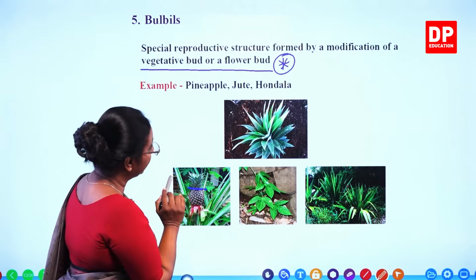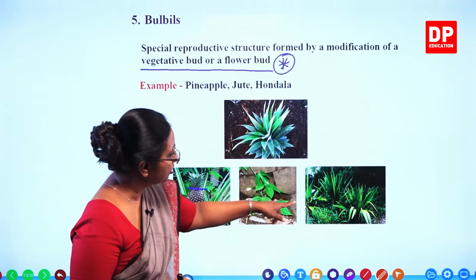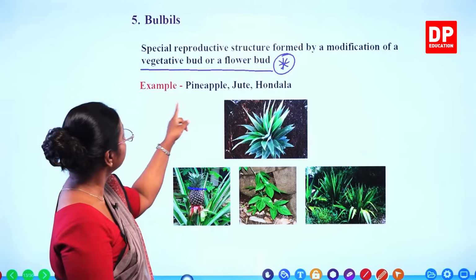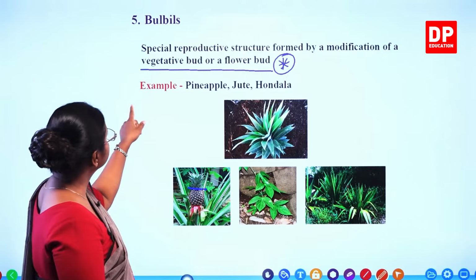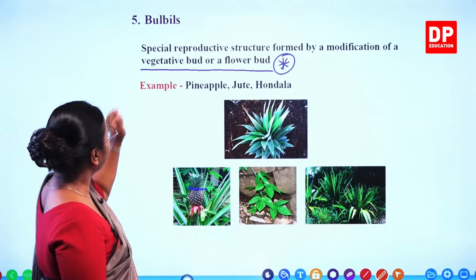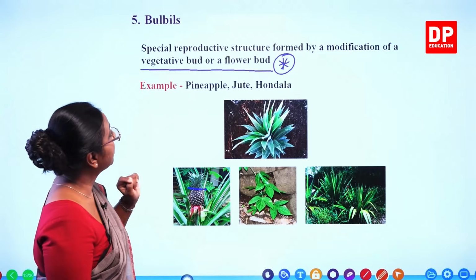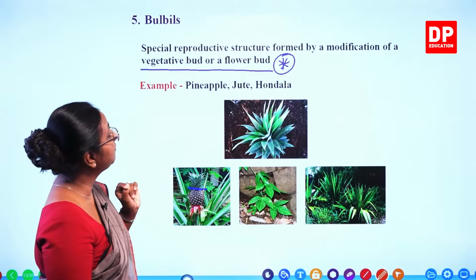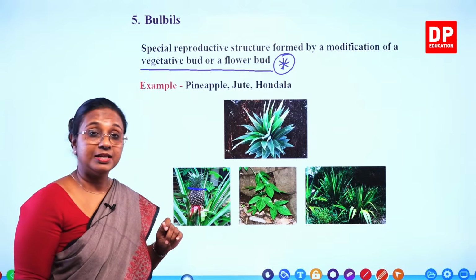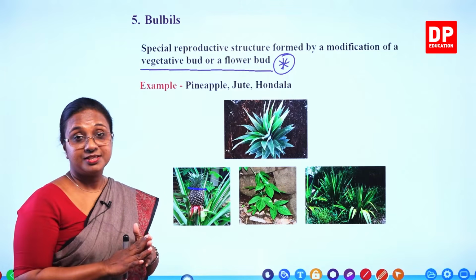This is the pineapple plant. Then we have the jute plant there and hondala here. Those are examples. Examples are pineapple, jute and hondala. That is for bulbils: a special reproductive structure formed by a modification of a vegetative bud or a flower bud. Is that clear to you all, students?